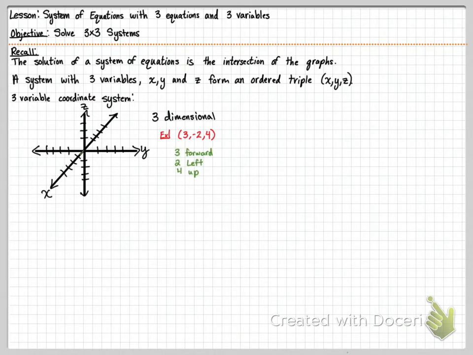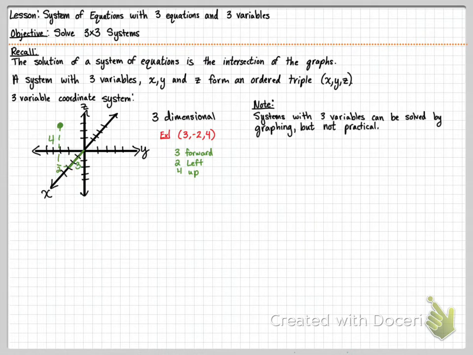Okay, so this example would tell you to go 3 forward, because this is x. Okay, so 3 forward, 2 left, and then 4 up. So like right there. So you'd go 3 forward, 2 left, and 4 up.